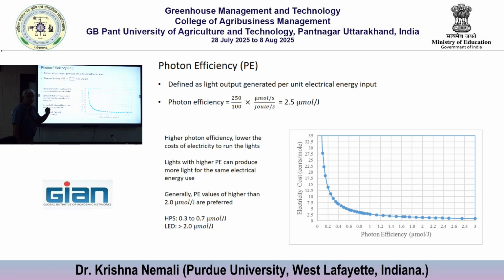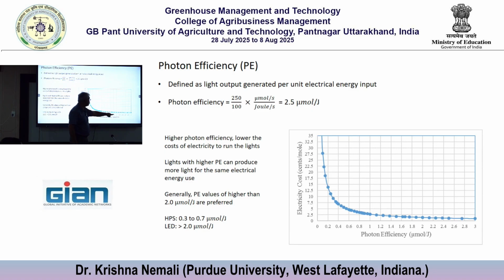Okay, it is defined as light generated, the amount of light, intensity of light, micromoles per meter square per second, or micromoles per second, per unit of electricity. So you plug this into the wall and the electricity is going into the bar. For each unit, how much light is produced?